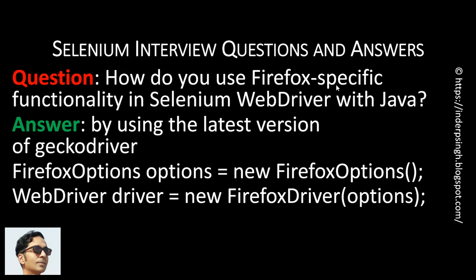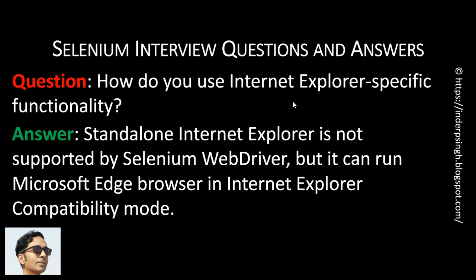How do you use Firefox specific functionality in Selenium WebDriver with Java? First, in Firefox, we have to use the latest version of GeckoDriver, and then we can use the FirefoxOptions class. FirefoxOptions options is equal to new FirefoxOptions, WebDriver driver is equal to new FirefoxDriver, and give this options variable.